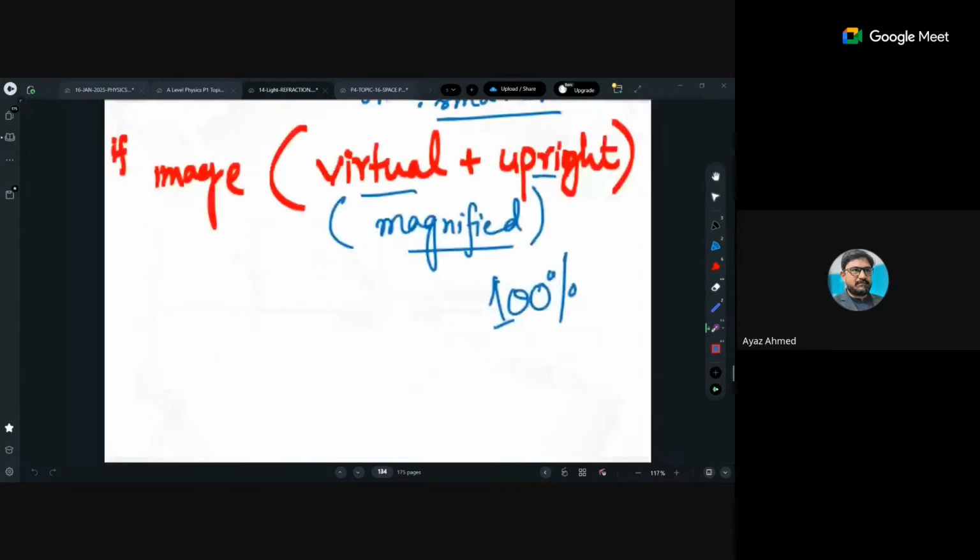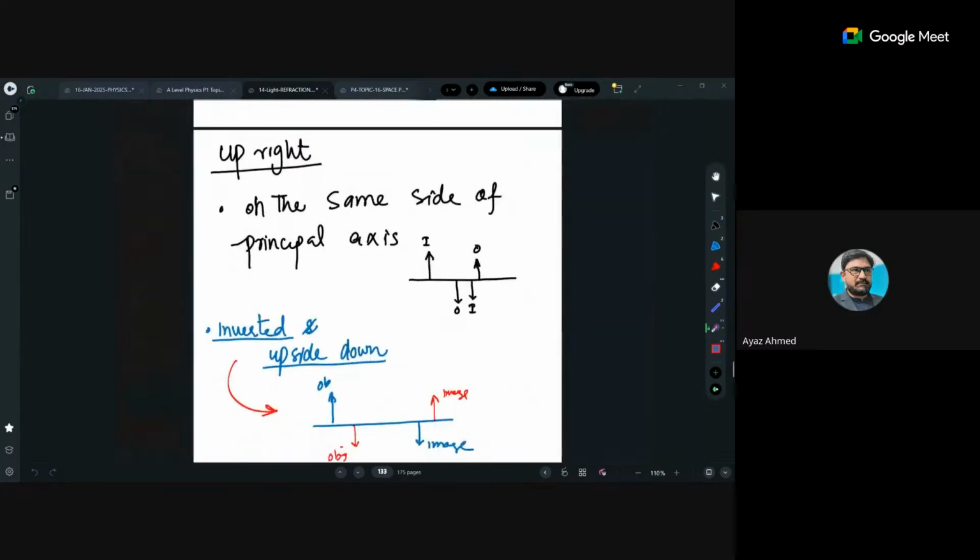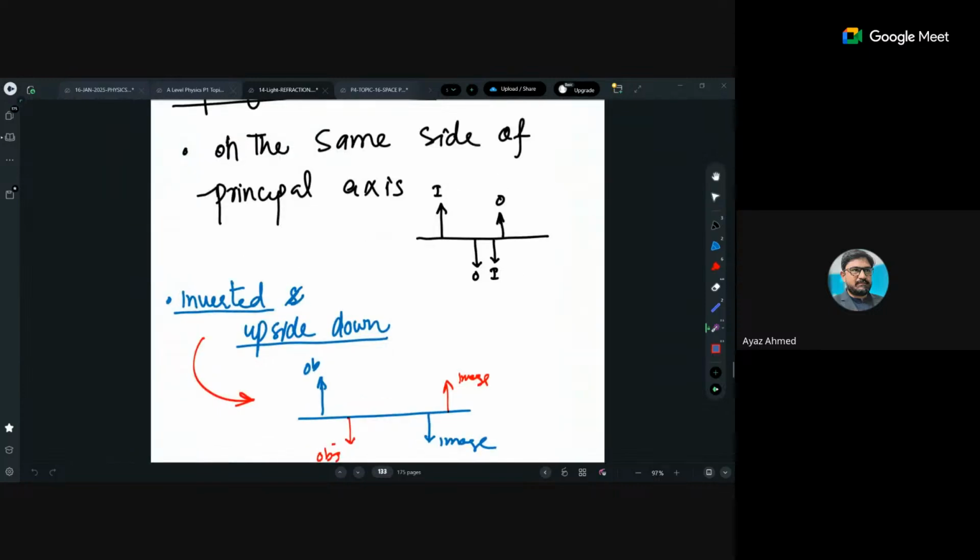Then I have given you two other classifications, and they are upright and inverted. Upright means the image would always be on the same side of the principal axis as that of the object. For example, if the object is above the principal axis, the image will also be above the principal axis. If the object is below the principal axis, the image will also be below the principal axis.